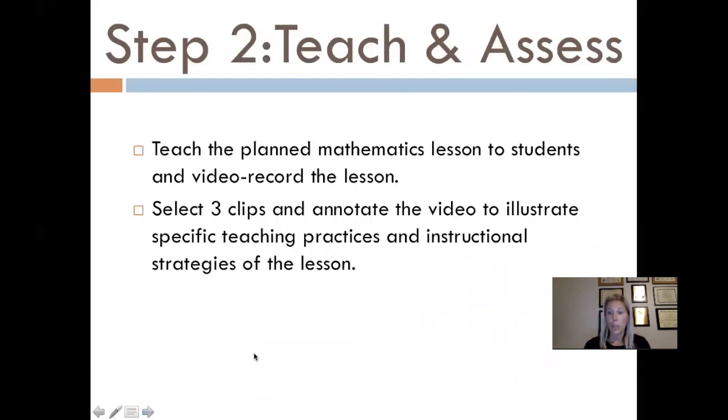Here's what you'll do during Step 2 of Cycle 1 of CalTPA. You will teach the planned mathematics lesson plan that you created for Step 1 to the students in your class, and you will video record this lesson. You need to record the entire lesson from start to finish so that you are able to pull out the information that you need from the lesson.